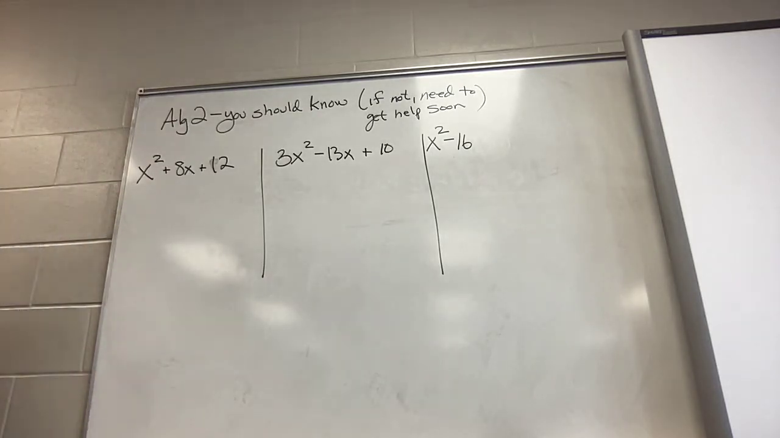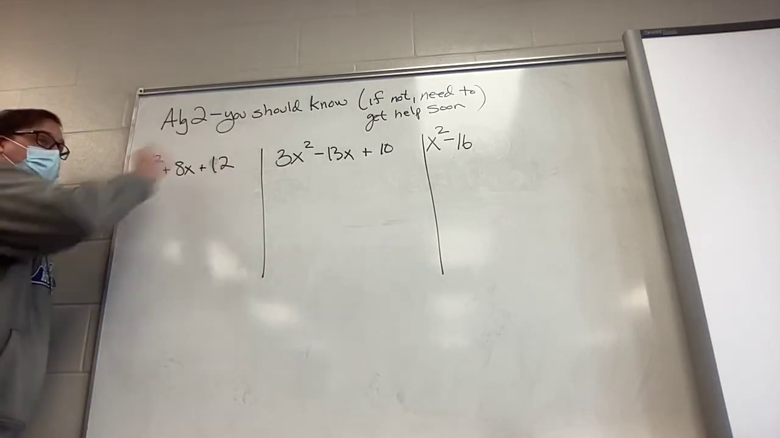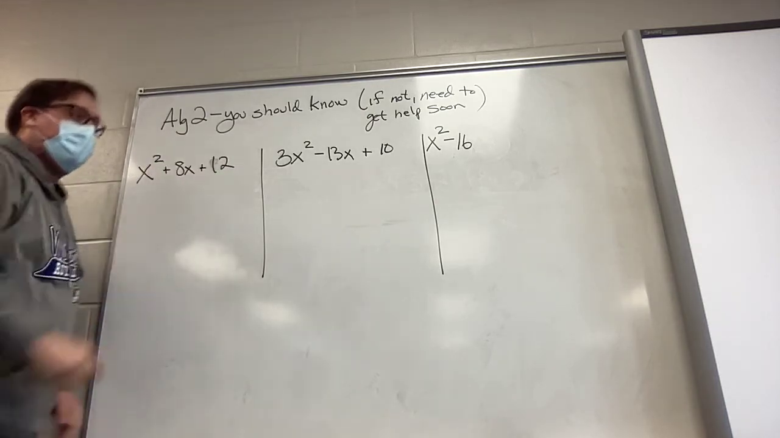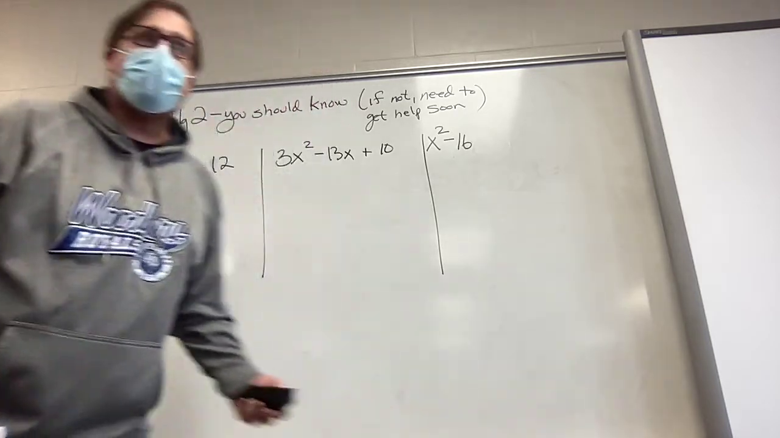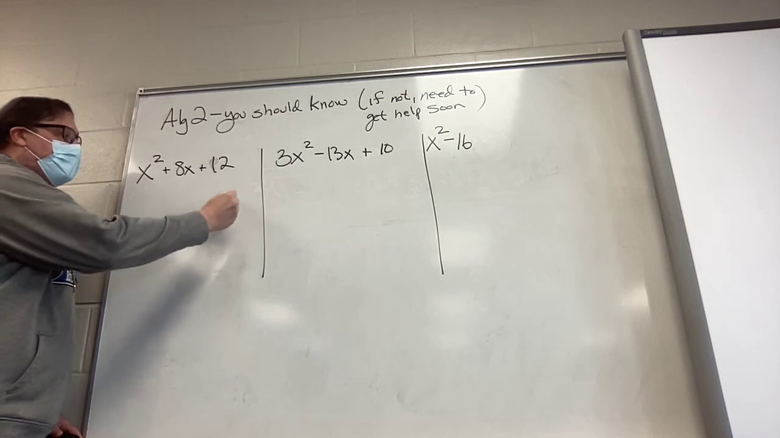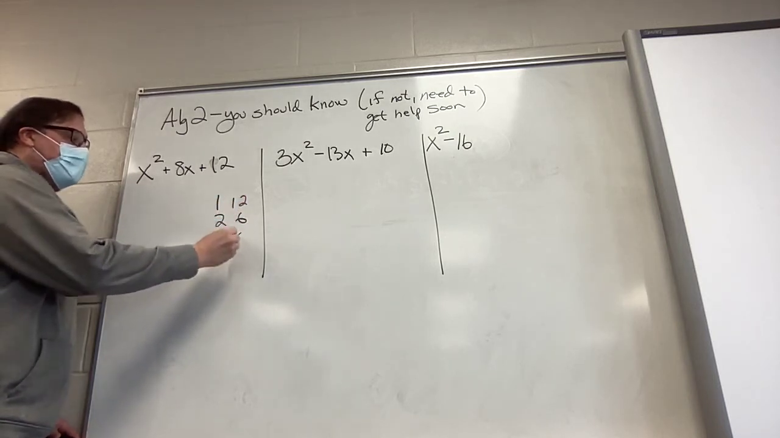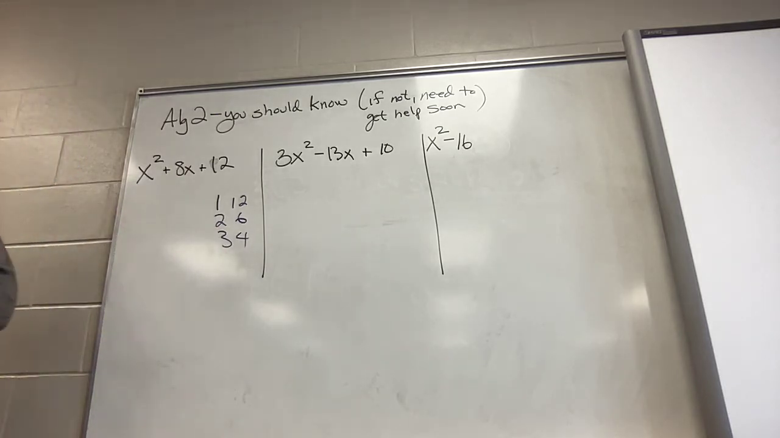Hopefully you know how to factor this right here. We want numbers that multiply to be 12 and add to be 8. So I'm writing down some things that multiply to be 12: 1 times 12, 2 times 6, 3 times 4. You already should know this. If you don't, you're going to need help.